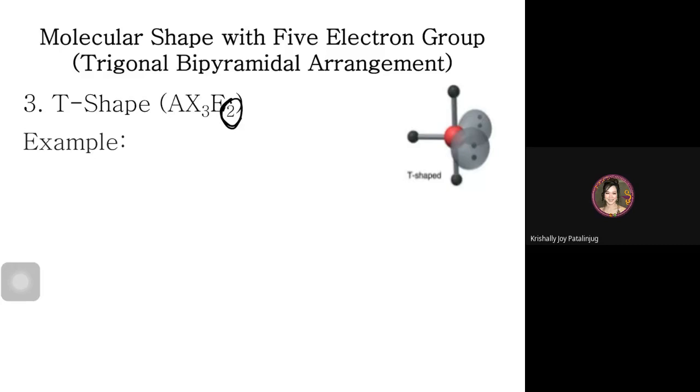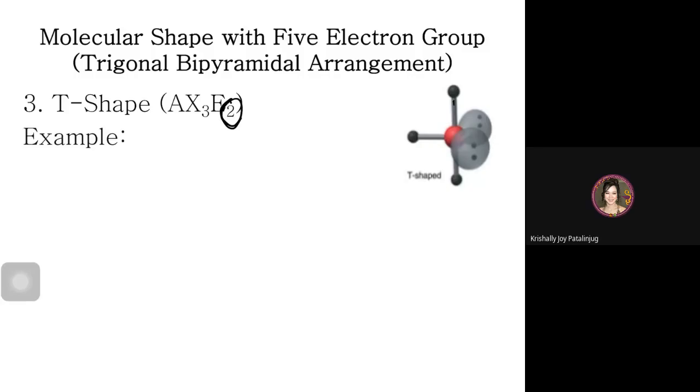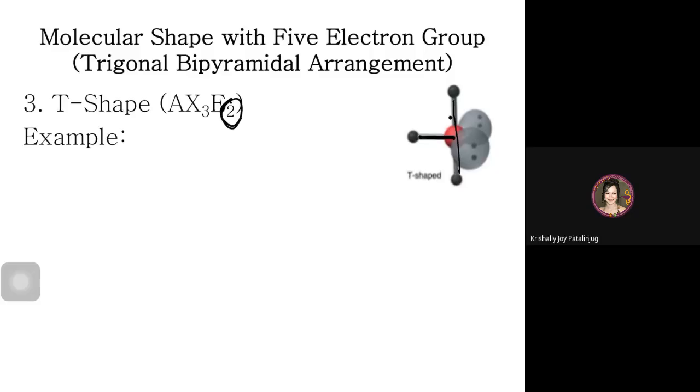Okay. So, imagine siguro ninyo a letter T, and tanawa lang ninyo siya patakilid. Okay. So, yan yung T shape. So, a specific example of a molecule that will give rise to a T shape is chlorine trifluoride.